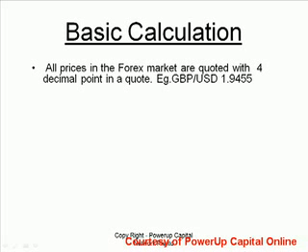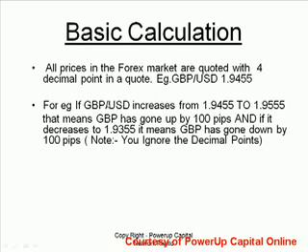Alright, let's look at the basics of currency trading. Now, most currencies are quoted with 4 decimal points. For example, British pound US dollar is quoted as 1.9455. What it simply means is, if you go to a money changer and give 1 British pound, in exchange you will receive 1.9455 US dollar. So British pound is the first currency, and US dollar is the second currency, or the quote currency.